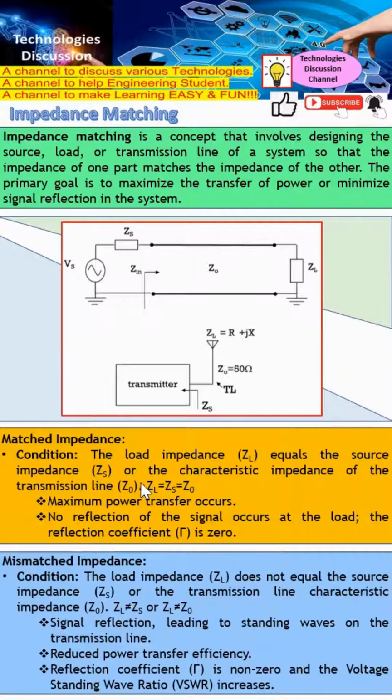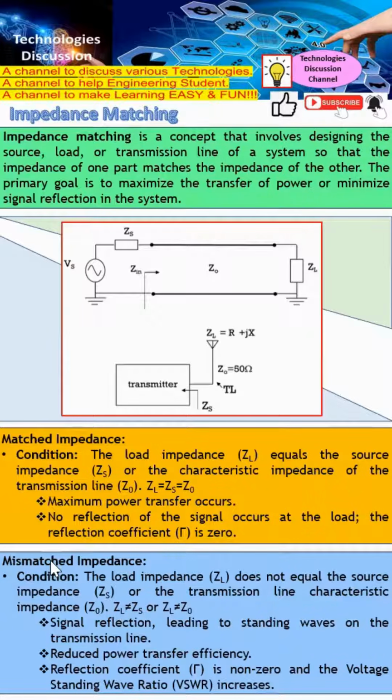When this occurs, it means that all the power will be transmitted from the source all the way to the load. From this part, all the transmit power will be sent to the antenna, and then we can declare that we have maximum power transfer. When this occurs, there won't be any reflection, and when there is no reflection, the reflection coefficient will be equal to 0.